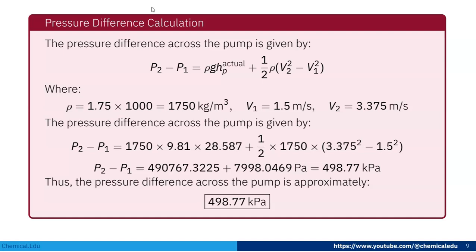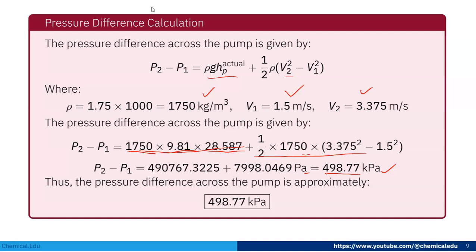So rho is 1.75 into 1000, that is 1750 kg per meter cube. V1 we know is 1.5 meter per second, V2 is 3.375 meter per second. Now we plug in all these values: rho 1750, g is 9.81, HP actual 28.587, plus half times 1750 multiplied by 3.375 whole square minus 1.5 whole square. So now for P2 minus P1, this total will be 490,767.3225, plus 7998.0469 Pascal. So finally if we add, we will get 498.77 kilopascal.